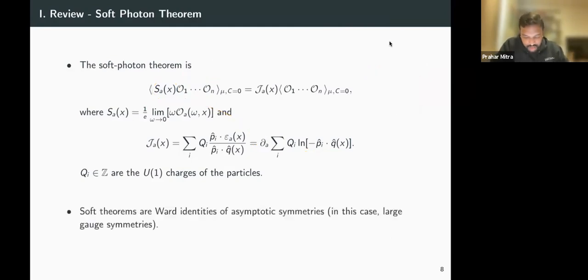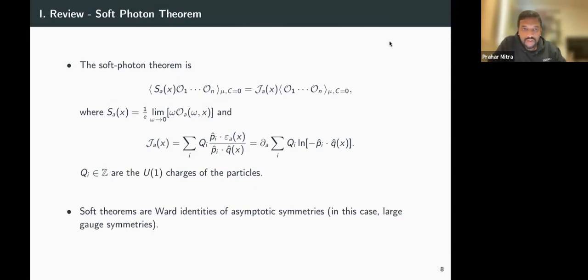Again, this is just a review, so I'm going to go through everything. What's been recently understood over the past 8 to 9 years is that the soft theorems are in fact Ward identities of these infinite dimensional symmetries that gauge theories have. For every symmetry, there is a soft theorem, and vice versa. For every soft theorem, there is a symmetry. There's a one-to-one map. The symmetry that is associated to the soft photon theorem is what's called the large gauge symmetry. And when you have a symmetry, you can also hope to construct a current.